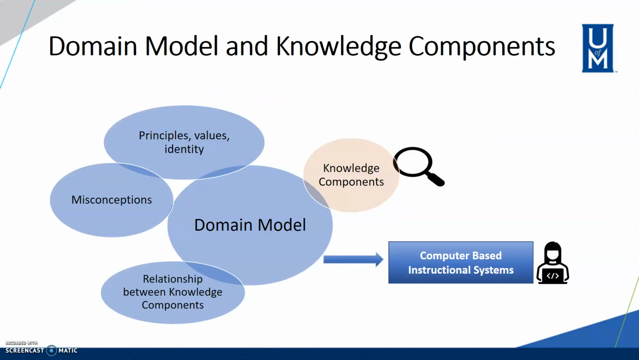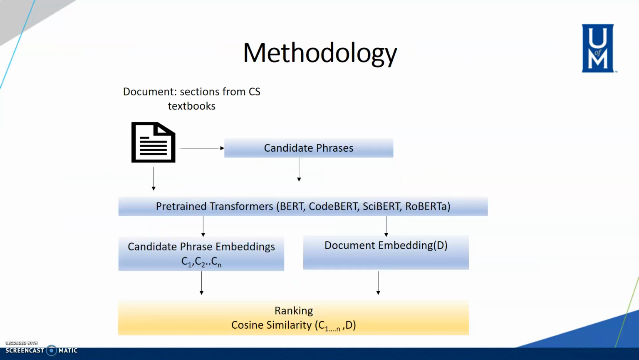A domain model is an important aspect of computer-based instructional systems and consists of all the aspects that a learner should master to be proficient in a particular domain. There are various components in domain modeling. In this work, we focus on knowledge component extraction for domain modeling, specifically for computer science as our domain. We use textbooks as a source of domain model creation.